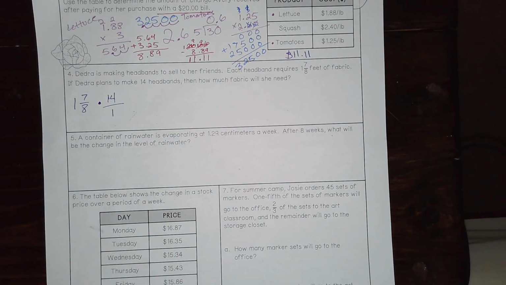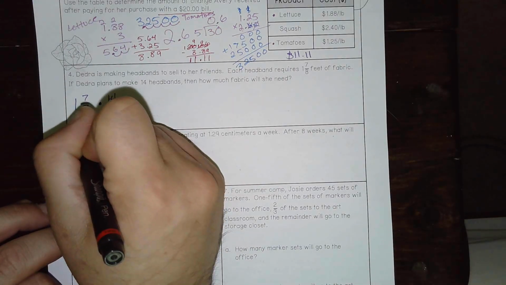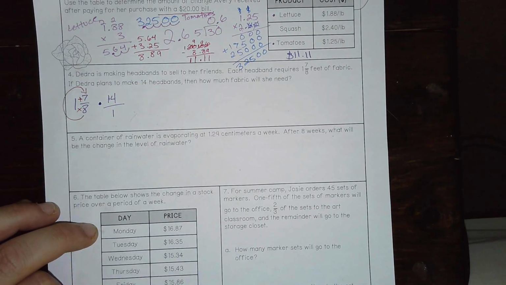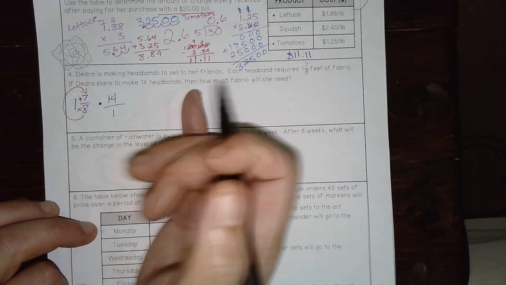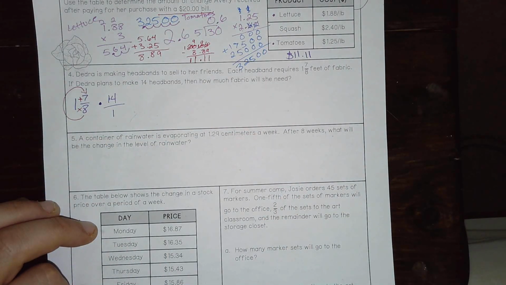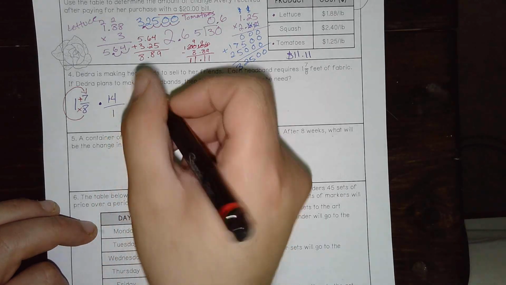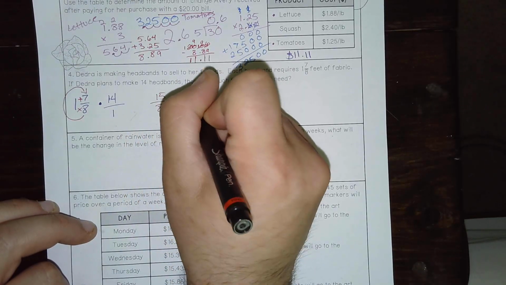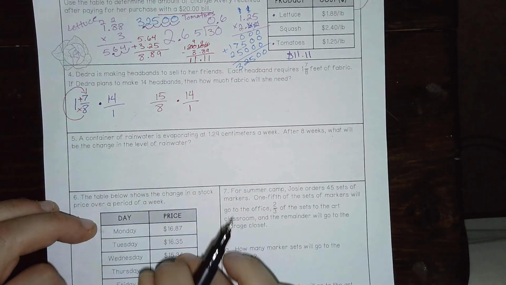So here's another great opportunity to take that walk around Texas. So let's go ahead and do that. We will walk around Texas. And then I'm going to move it off to the side, obviously. So we're going to end up with 8 times 1, which is 8, plus 7, which is 15. So I'm going to have 15 over 8 times 14 over 1.